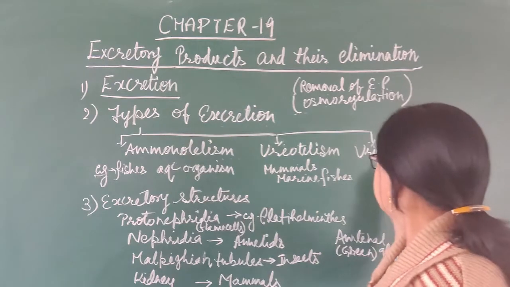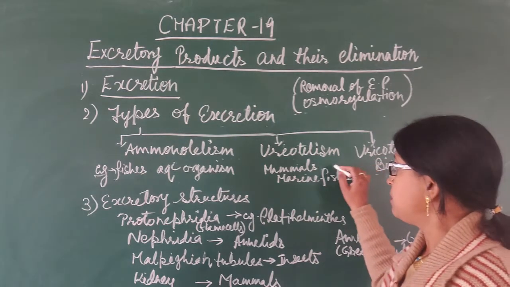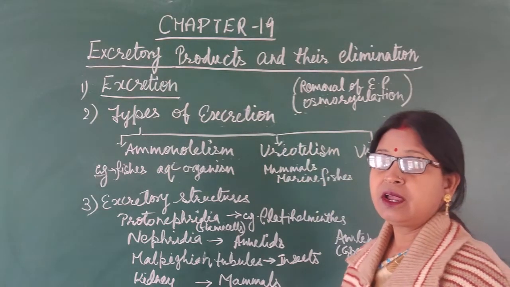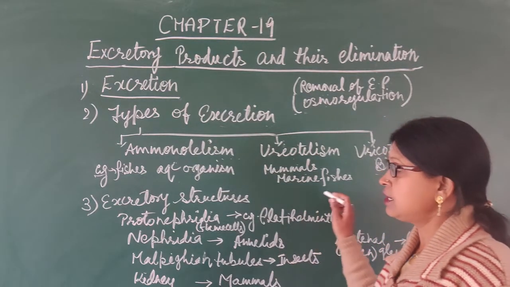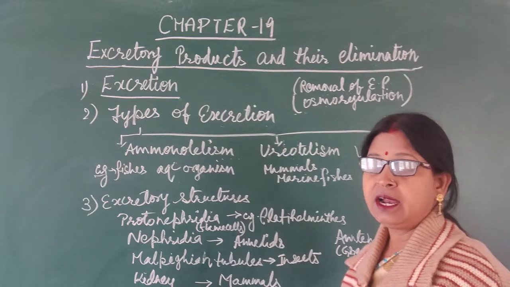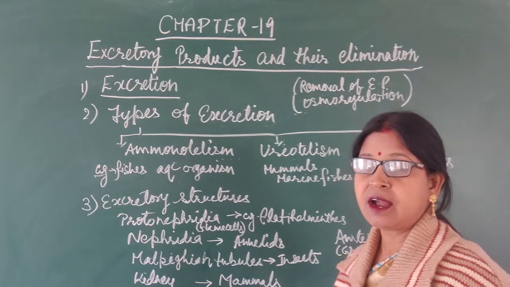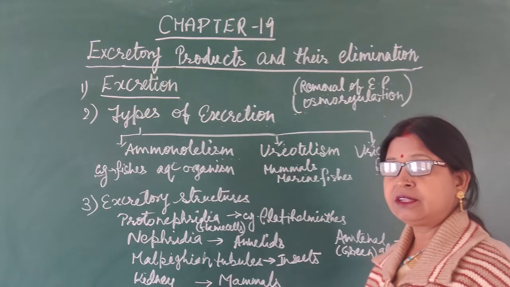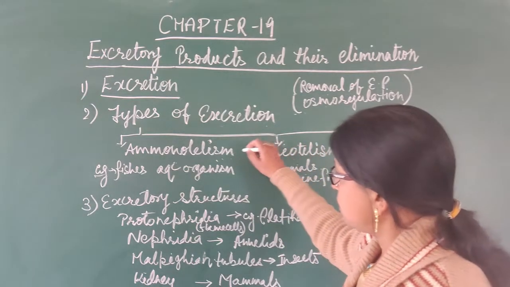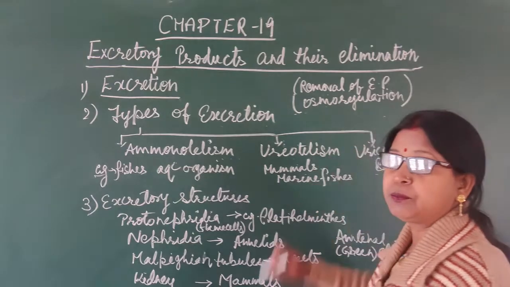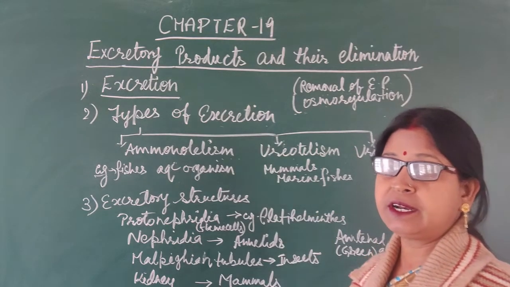Because in uricotelism, extra water is absorbed by the body, as they are not living in the water, and the extra amount of water they can't eliminate outside the body, otherwise they will not survive. So these are three types of excretion depending upon the product which is excreted from the body.